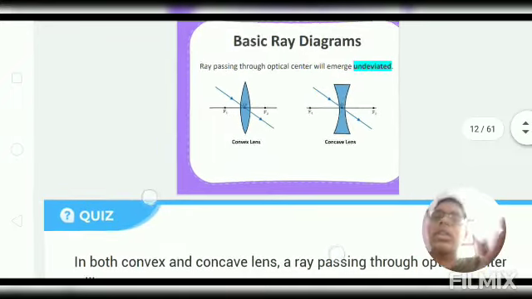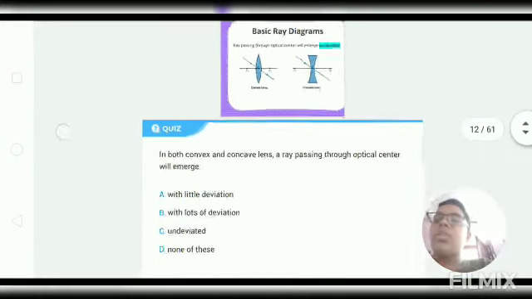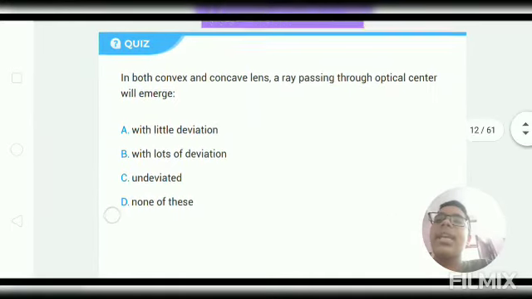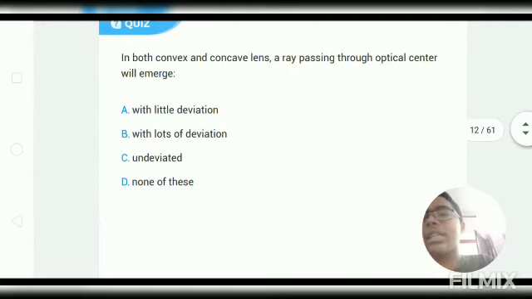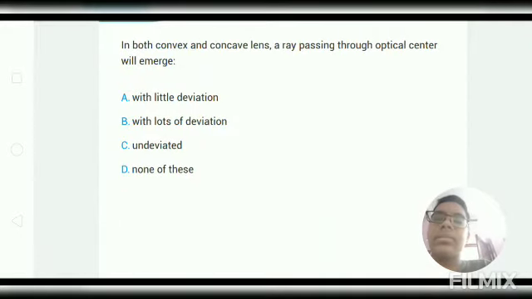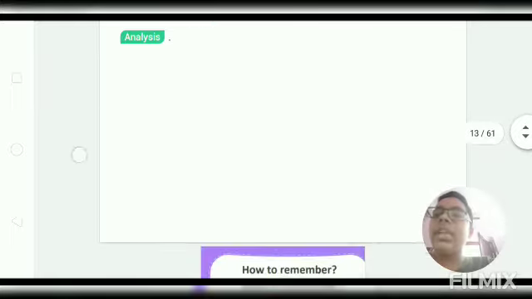Let us have a small quiz on the above topic. In both convex lens and the concave lens, a ray passing through the optical center will be: options A, with little deviation; B, with lots of deviation; C, undeviated; and D, none of these. Your time ends in 5, 4, 3, 2, 1. Option C is the correct. It will remain undeviated.